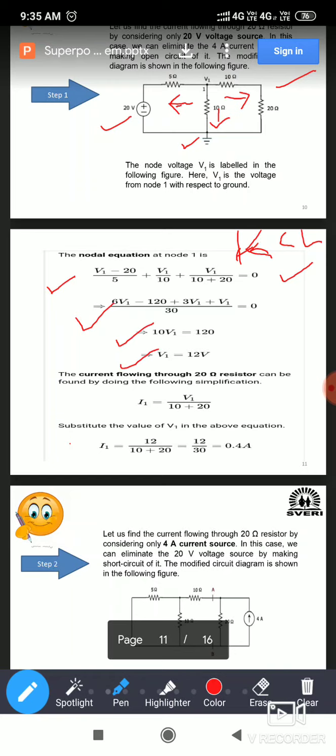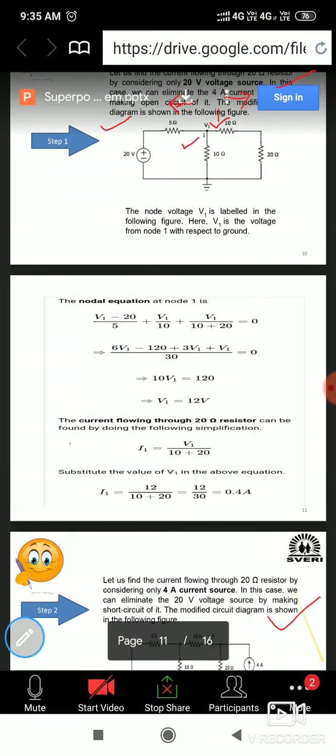Once V1 becomes 12 volt, the current passing through the 20 ohm is equal to V1 divided by (10 plus 20), that is 30. So V1, which is 12, divided by 30 will give the current passing through that 20 ohm resistor, that is 0.4. So 0.4 ampere will be the current passing through the 20 ohm due to the 20 volt voltage source acting alone. Do you understand? Next we will see the case by keeping the current source as it is and shorting the voltage source.